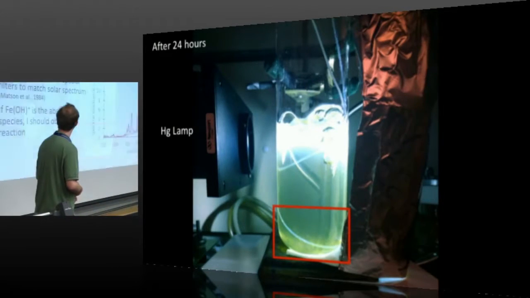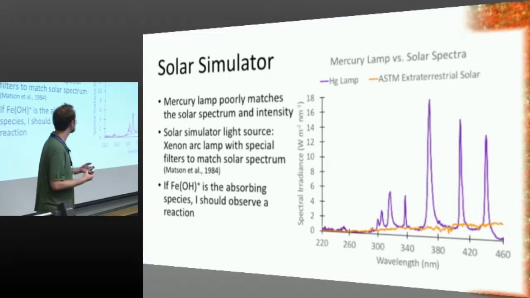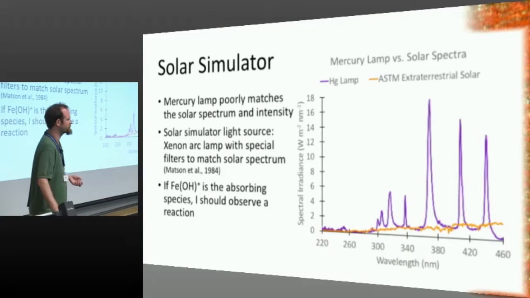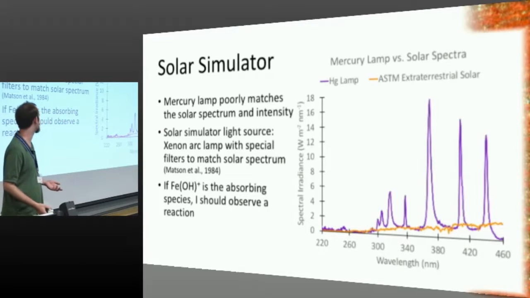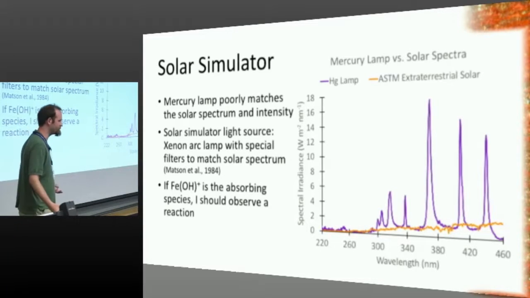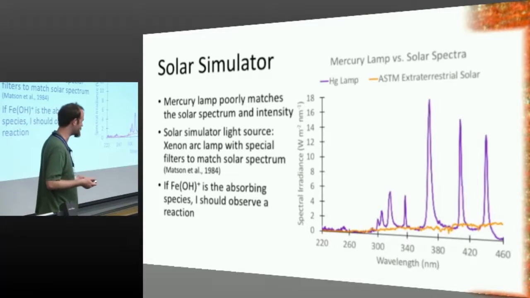So then though, well, the mercury lamp poorly matches the solar spectrum. It has all these peaks. And so I used a solar simulator as a light source, which is a xenon arc lamp and special filters to match the solar spectrum. But if FeOH+ is absorbing, then I should observe a reaction.